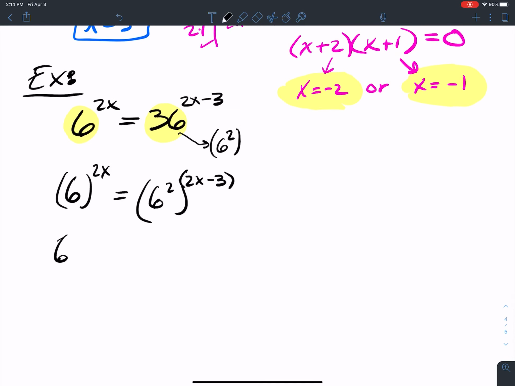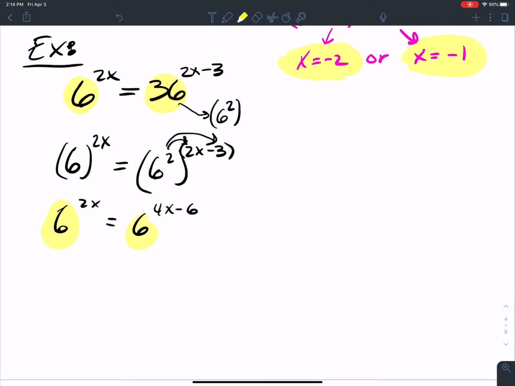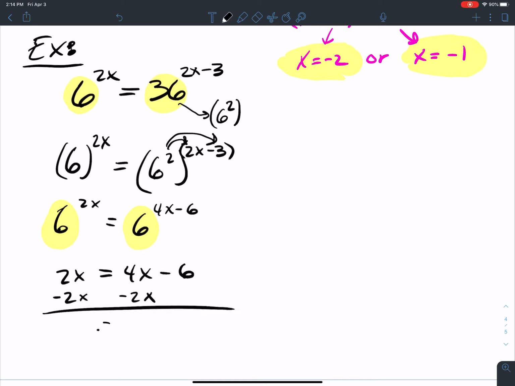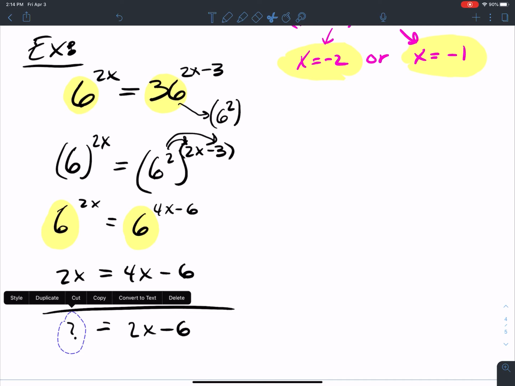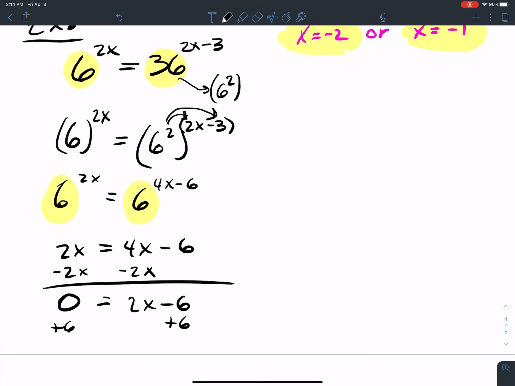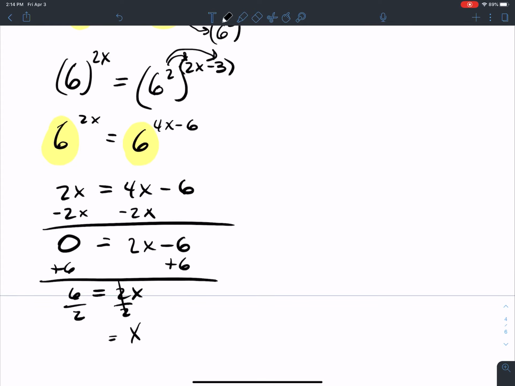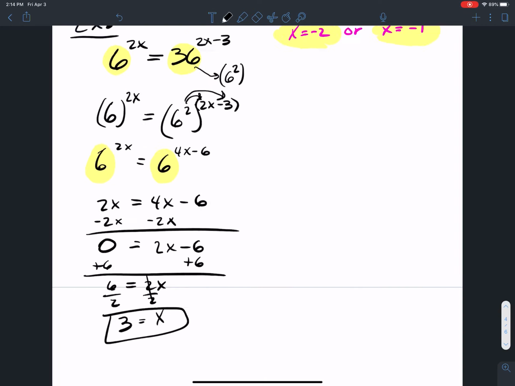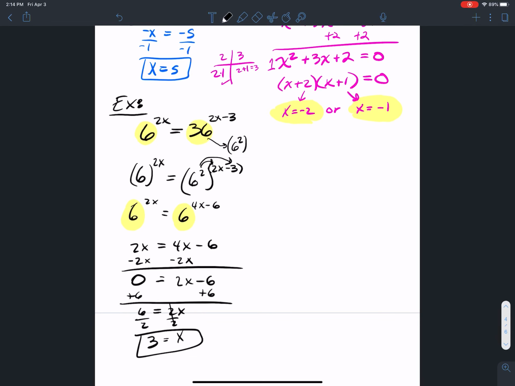Multiply through, you get 6^(2x) equals 6^(4x-6). Same base, what do I do? Set the exponents equal: 2x equals 4x minus 6. Minus 2x, minus 2x. I've got nothing over here, and that's equal to 2x minus 6. This is 0, right? Add 6 to both sides. I get 6 equals 2x. Divide by 2, and I get x equals 3. How about that? Not too bad, huh? Not too bad for a day's work.